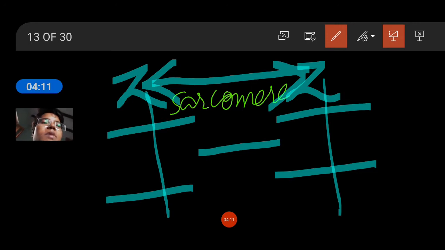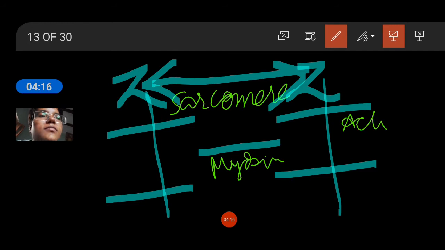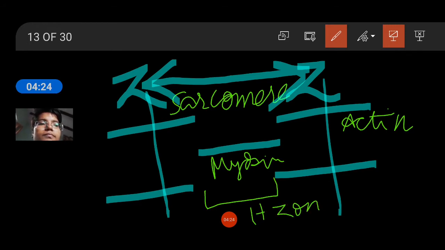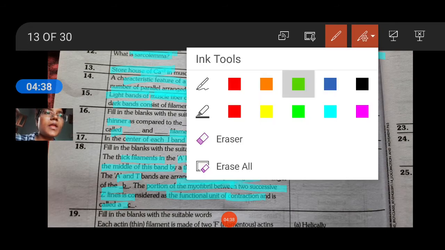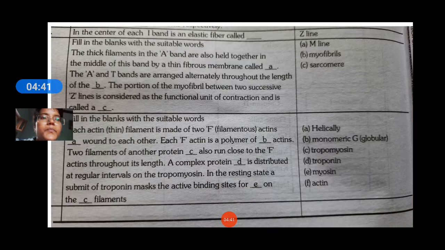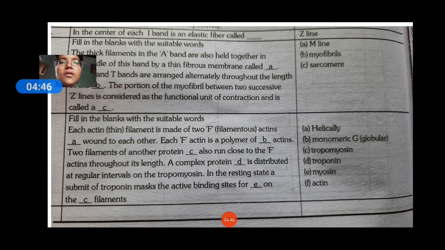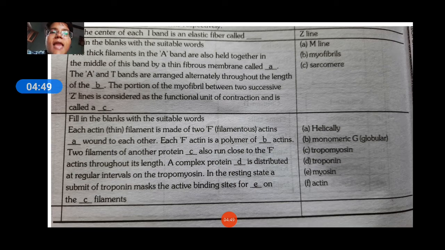Okay, this is your myosin, this is your actin, and this one is the H zone. How can we define the H zone? H zone is the zone where the myosin is not overlapped by the actin, or the thick filament is not overlapped by the thin filament. Okay. In the center of each I band is an inelastic fiber called Z-line. We have seen it earlier. Okay, now fill in the blanks with suitable words.